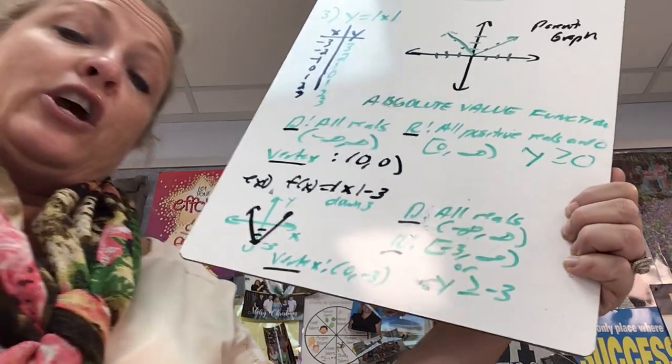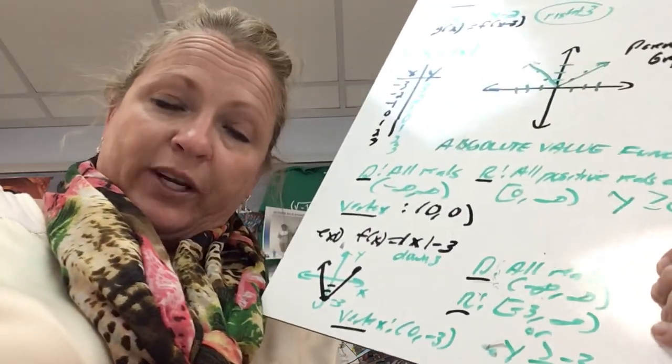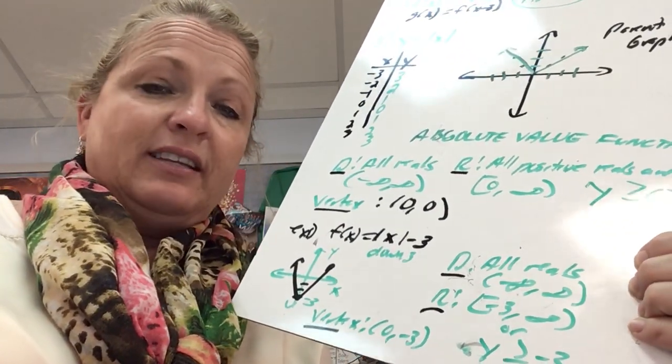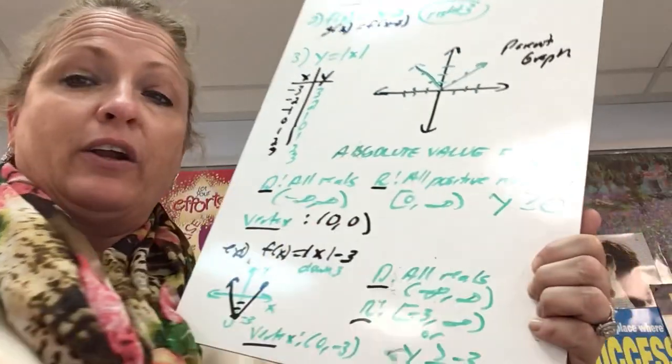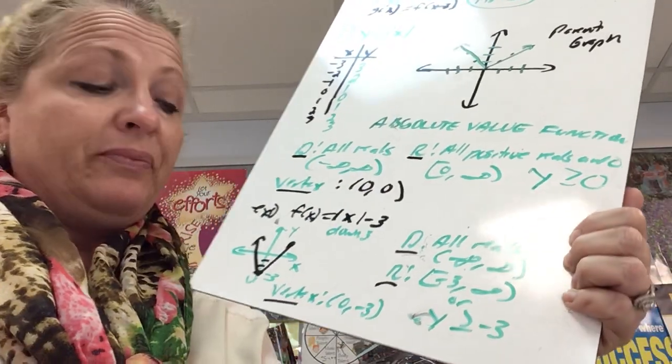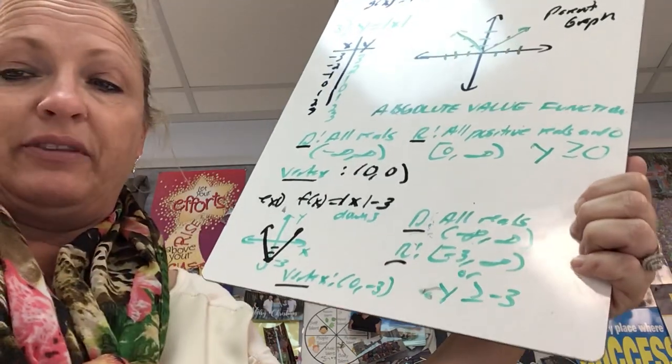Now, if I didn't know transformations, I could make an XY chart for all of these, but I think you're going to see that knowing transformations and knowing the parent graph is going to be very helpful. I don't have to make an XY chart to graph this.